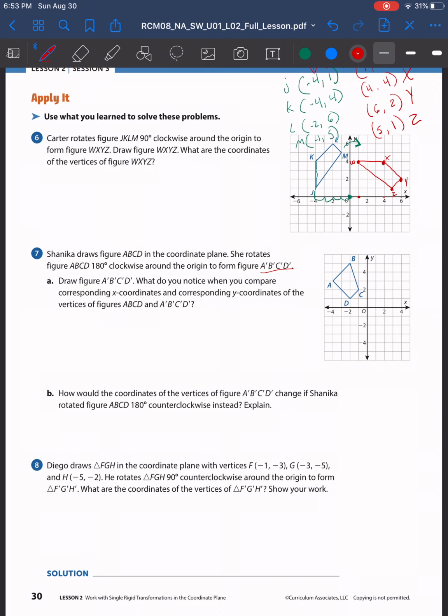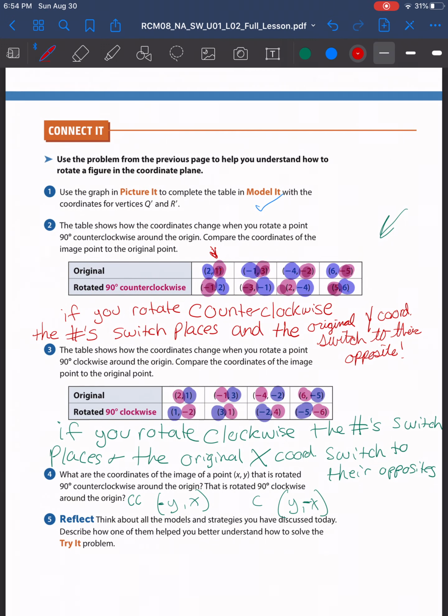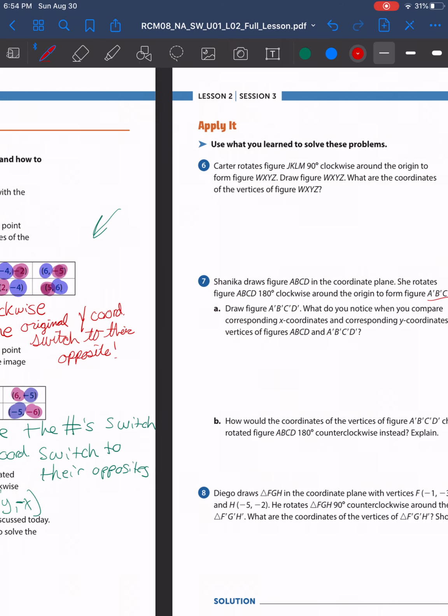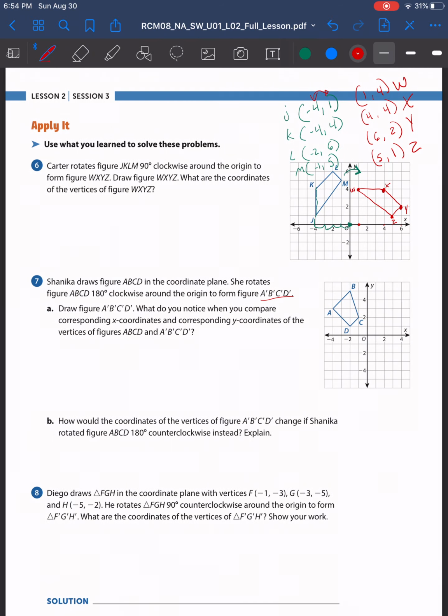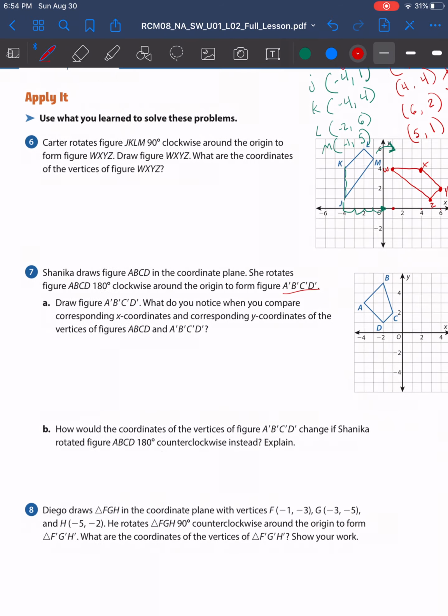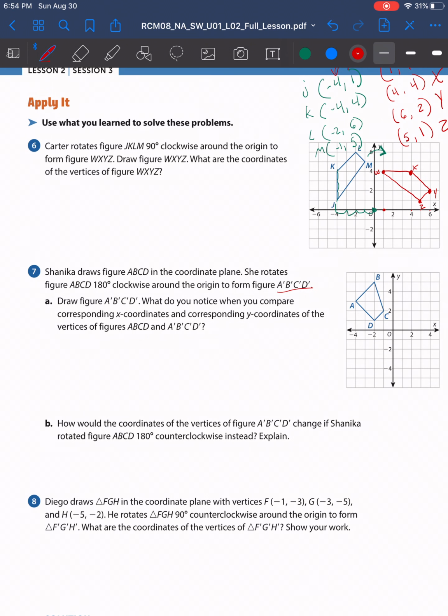Okay, now hold on. I know this rule works really well if I'm going 90 degrees, but does it work if I'm going 180 degrees? Now that is a good question, and I'm not sure. I'm asking you because I really don't know. The coordinates would not change.